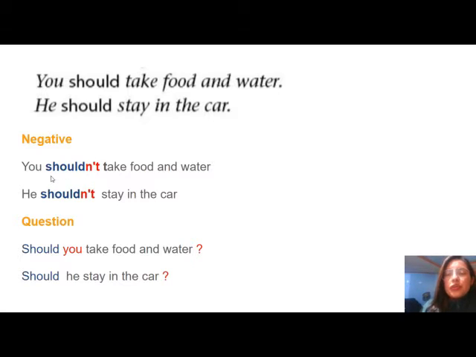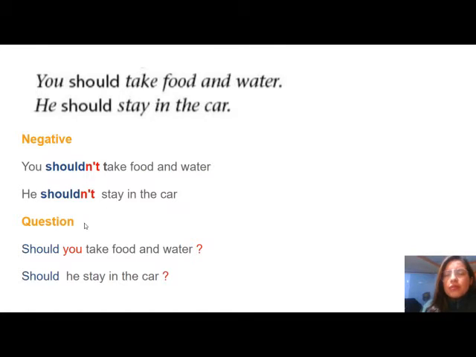Very good. Shouldn't. And he should stay in the car. In negative, please change in negative. Cambia negativo. ¿Qué debemos cambiar? The verb, the modal verb. Very good. Should, shouldn't. He shouldn't stay in the car.